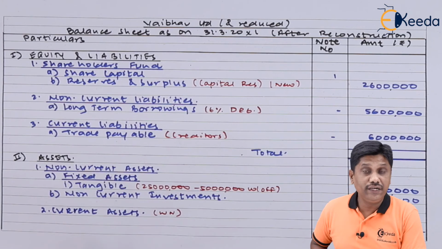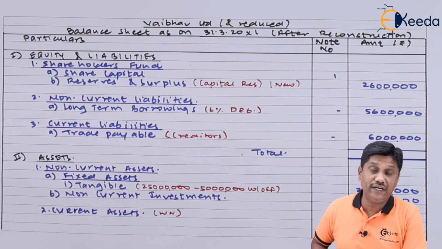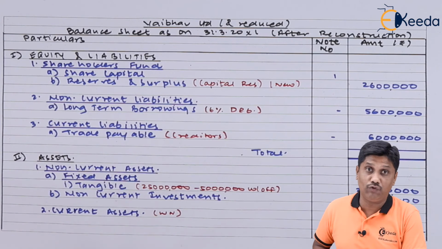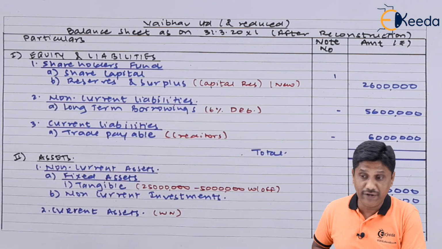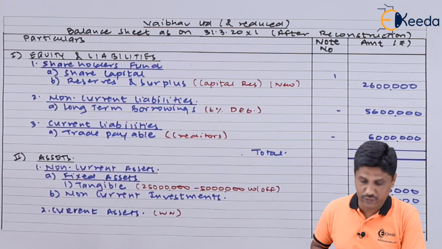Current liabilities include trade payables, which is creditors. The amount is 60 lakh because earlier it was 1 crore, of which 40 lakh was settled. That you can notice from our entries. In this way, there are only single items, so I have not prepared any note.